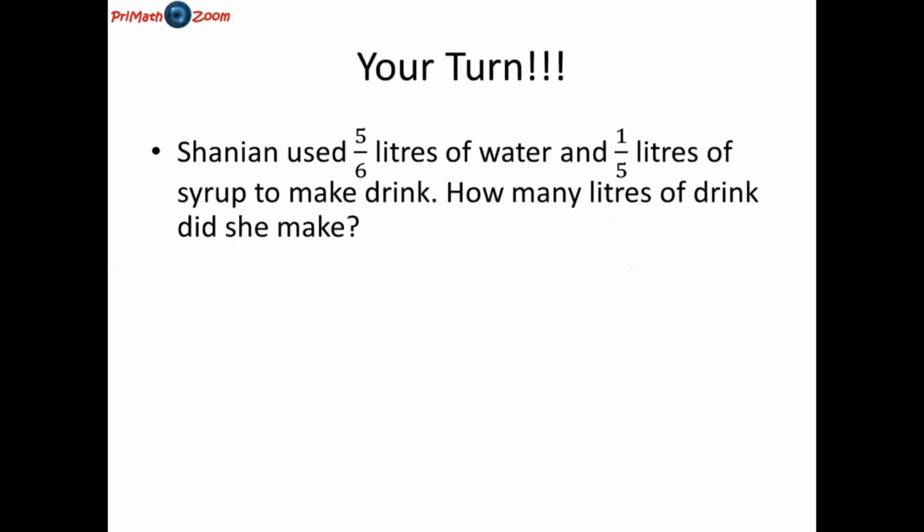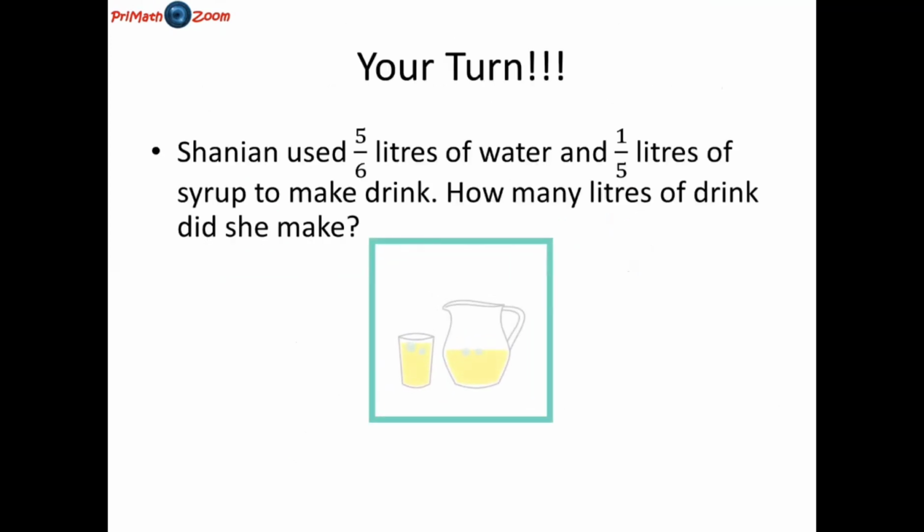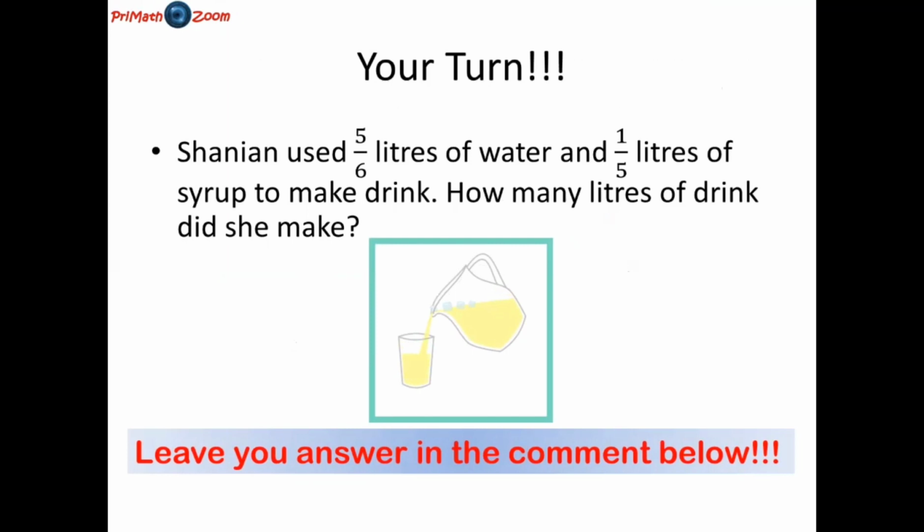Now it's your turn. Shanian used 5/6 liters of water and 1/5 liters of syrup to make drink. How many liters of drink did she make? Let's think about it. You go ahead and work it and leave your answers in the comments below.